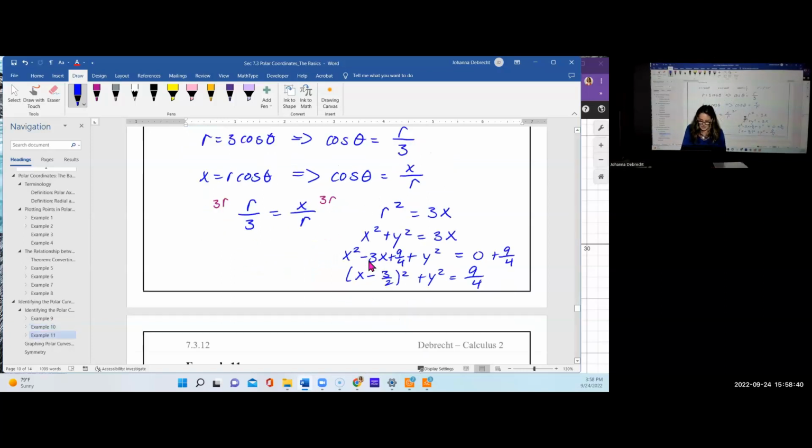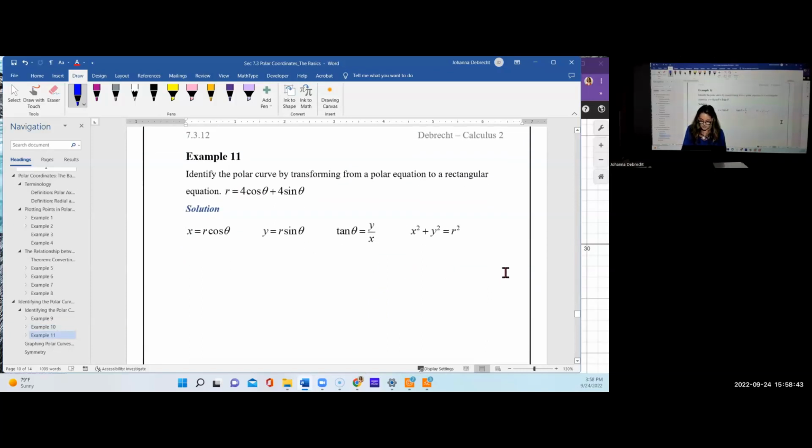Right? Let's take a look now at this next example. We want to again convert this one. We have a relationship R equals 4 cosine theta plus 4 sine theta. So we want to do something similar to what we did before. We want to replace cosine theta and sine theta with something from this first equation and this second equation. We're going to hold off on these latter two because they don't involve both R and theta. So we're going to replace cosine of theta with X over R, and we're going to replace sine of theta with Y over R.